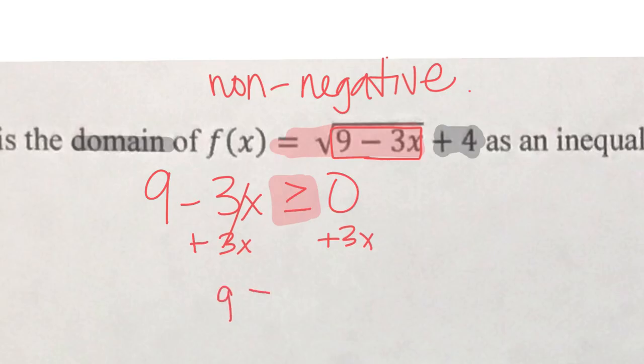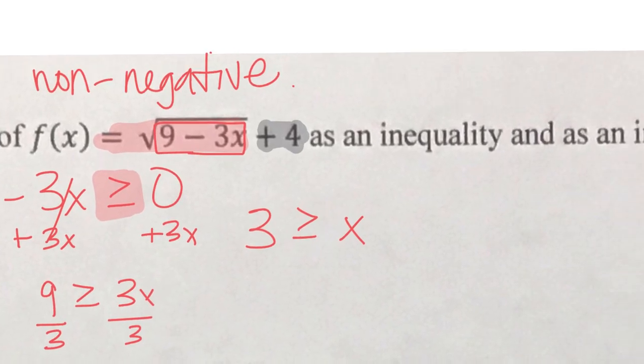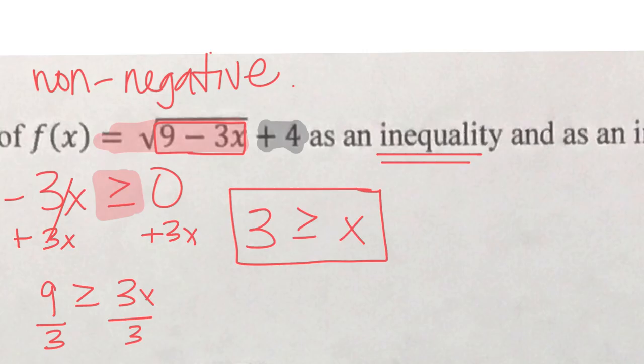Because I'm forgetful, I don't know what the rules are, so I try and keep x positive. So I add 3x to both sides, and I get that 3 has to be greater than or equal to x. So that would be your inequality. It has an inequality symbol in it.